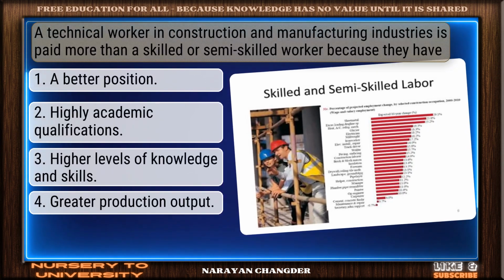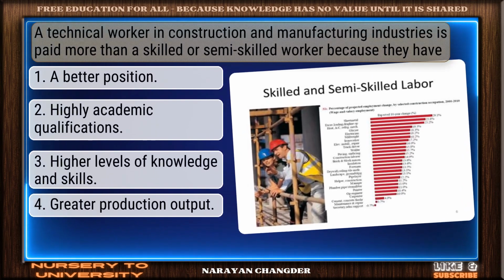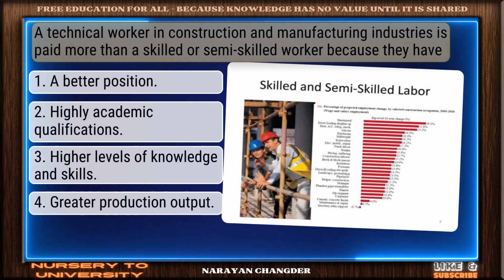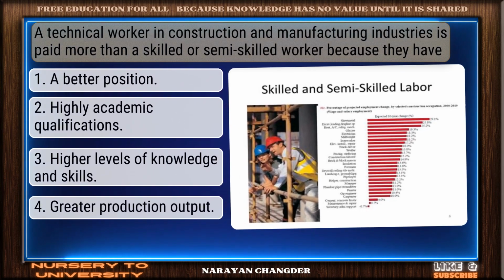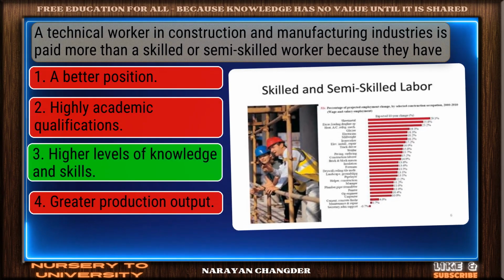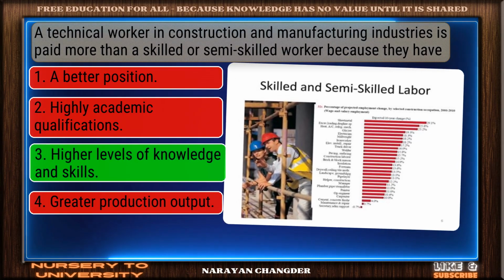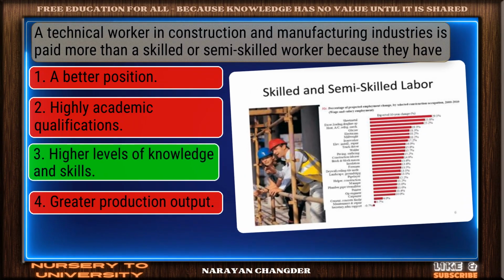A technical worker in construction and manufacturing industries is paid more than a skilled or semi-skilled worker because they have clear logic. Your choice, higher levels of knowledge and skills, is sound and 100% true.